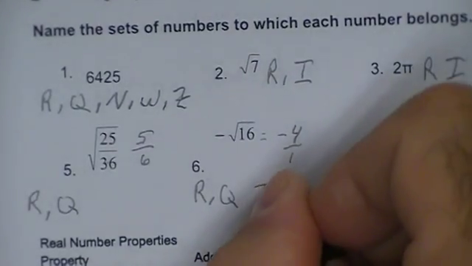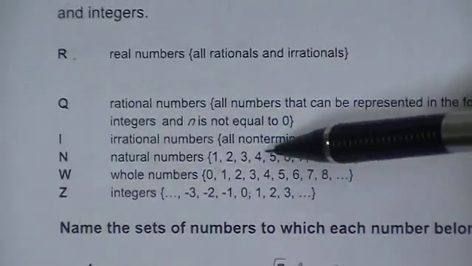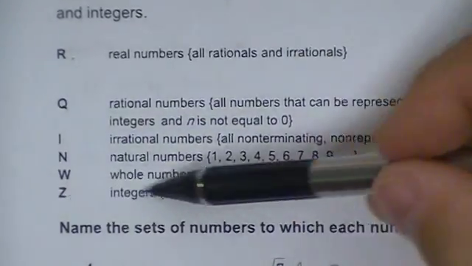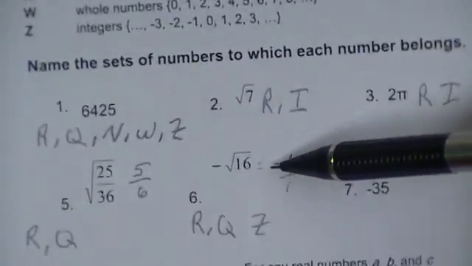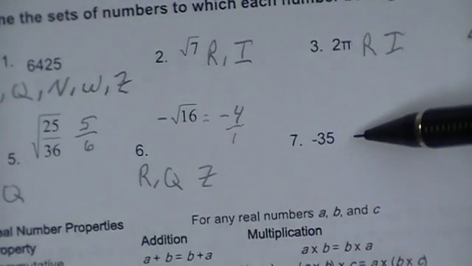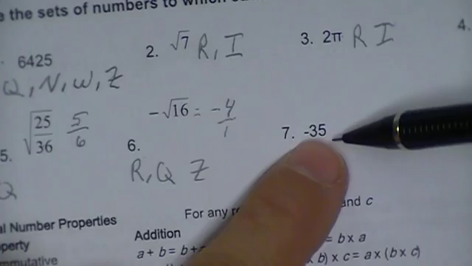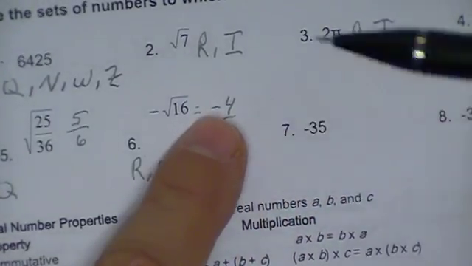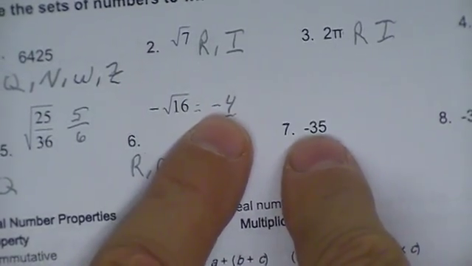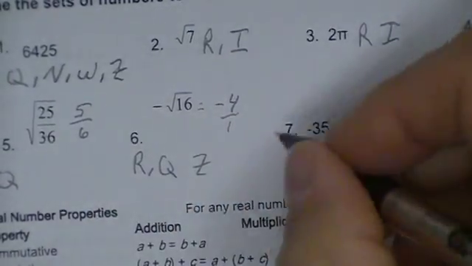There's a fraction. So it's a Q. Okay, and it's a Z. Okay, it's not a natural number or a whole number because those don't have negatives. Z has the negatives, right? So it's a Z, it's a negative 4, okay? Number 7. Again, Number 7 is a negative whole number, just like 6, so 6 and 7 are essentially the same category. They're just negative whole numbers, so they're both R, Q, Z.